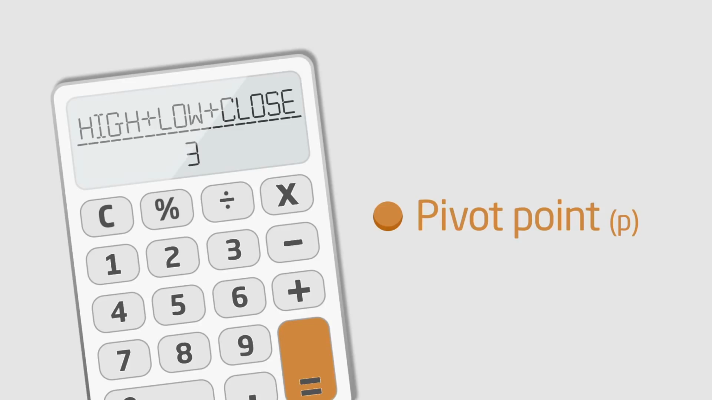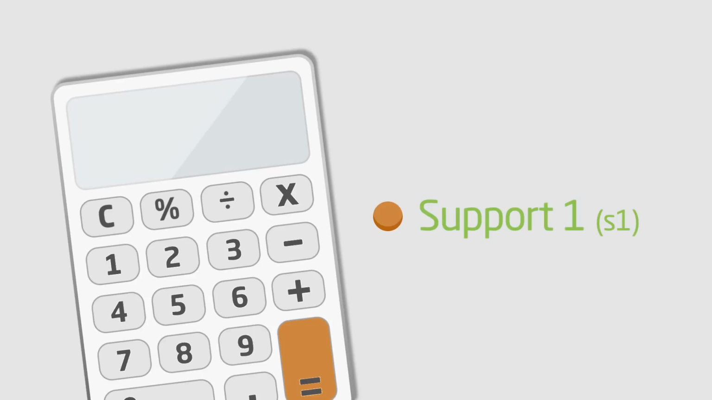Support level 1, or S1, is calculated by doubling the pivot level and subtracting the high from the previous day. Support level 2, or S2, is calculated by taking the difference of the high and the low from the previous day and subtracting it from the pivot level.